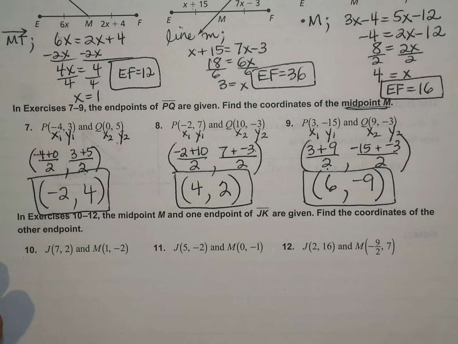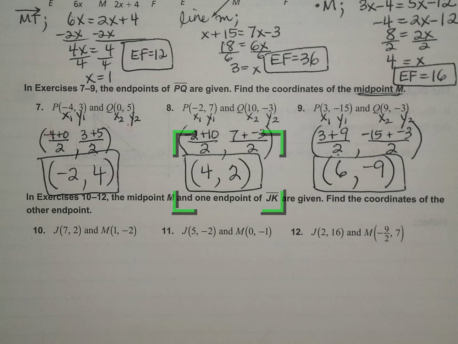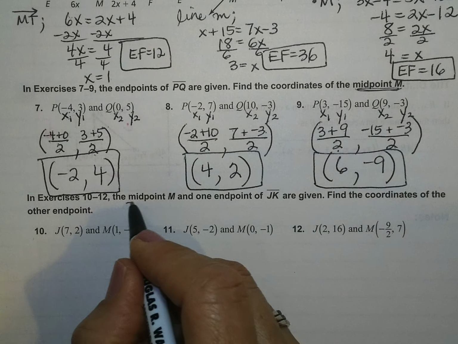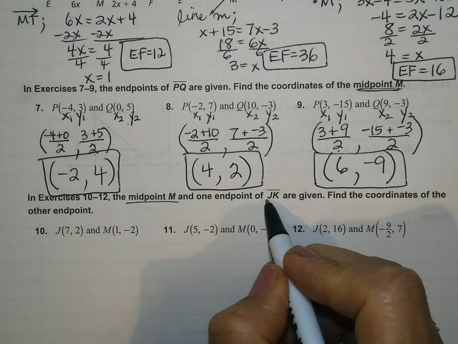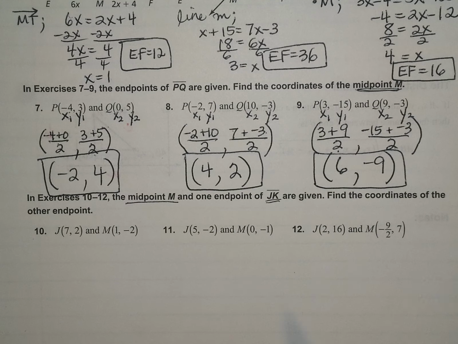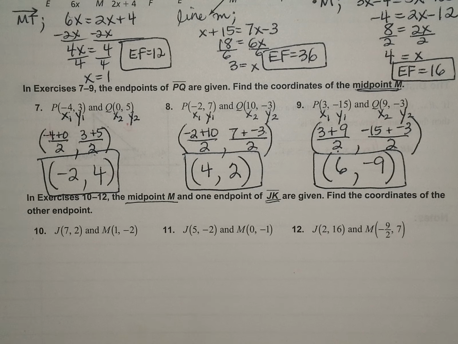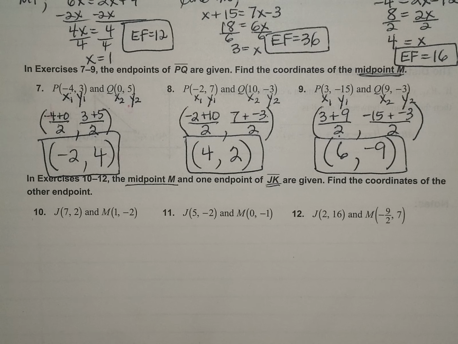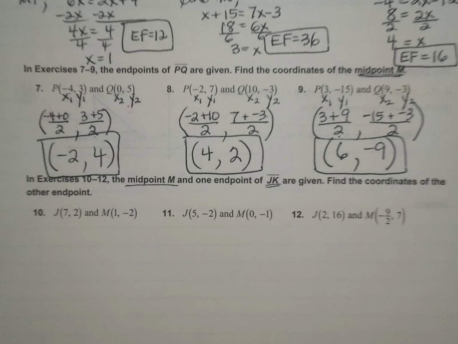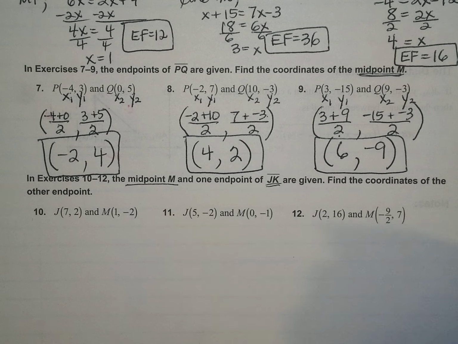Look, we're almost done. Finally, now we're going to be given the midpoint M and one endpoint of JK. We want to find the coordinates of the other endpoint. So this is only going to be slightly tricky. We're going to be using the distance formula. And so let's set it up here by drawing a picture.